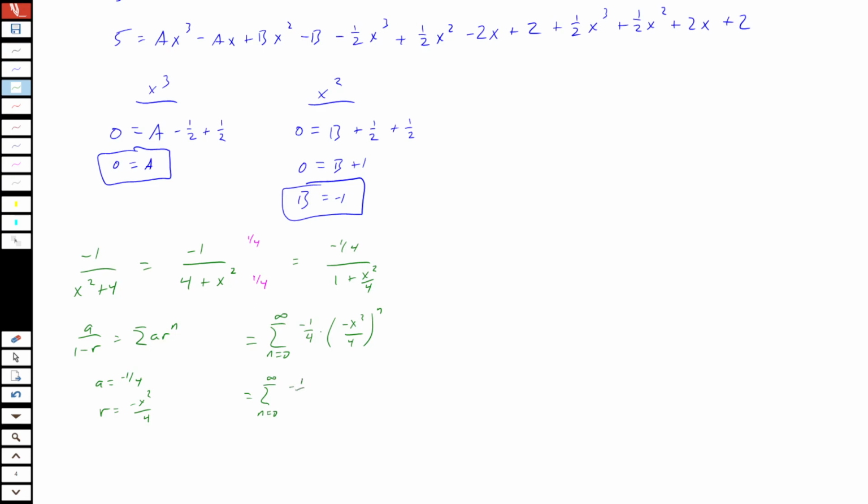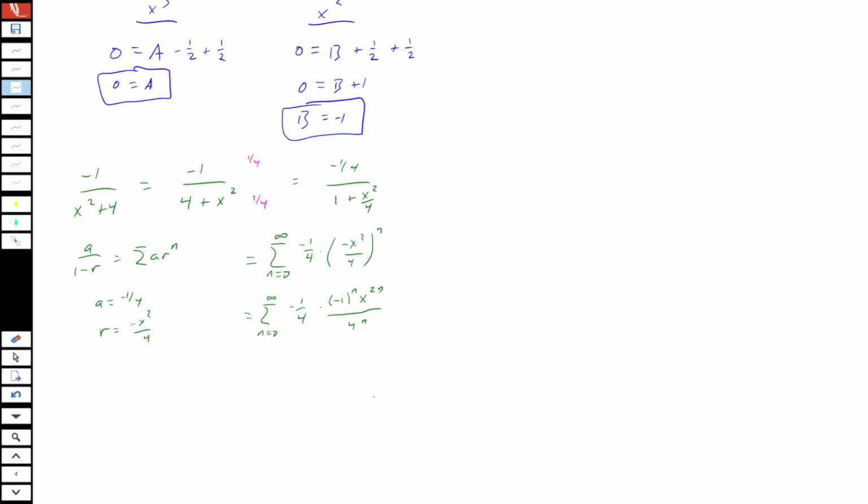So I have a negative 1/4 times a negative 1 to the n, x to the 2n over 4 to the n. And now let's combine up our factors, a negative and another negative, right? Add the powers, so I have n plus 1. The x is just hanging out. And 4 times 4 to the n is 4 to the n plus 1. Okay, so I have a power series for this first piece.